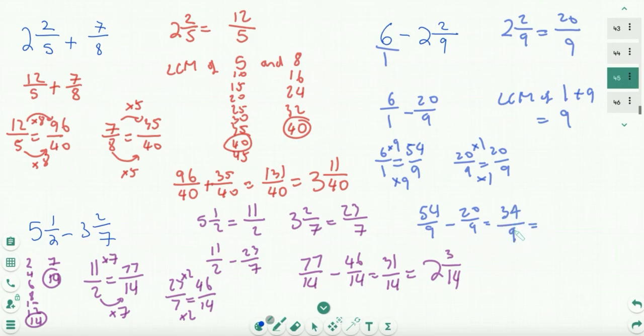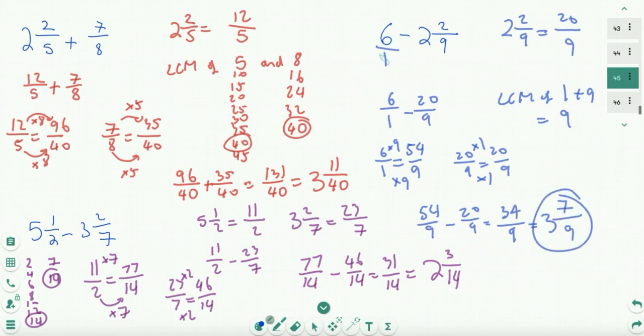This is a perfectly fine answer. Otherwise, we can make it into a mixed number. How many 9s in 34? 9, 18, 27, 36. 36 is too high, so 9, 18, 27, 3. 3 times 9 is 27. 27 to 34 is 7 more. And our denominator stays the same.